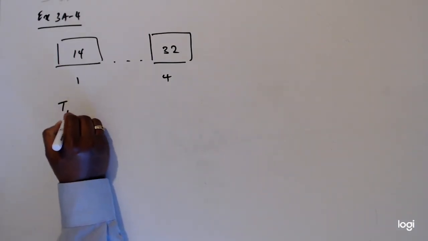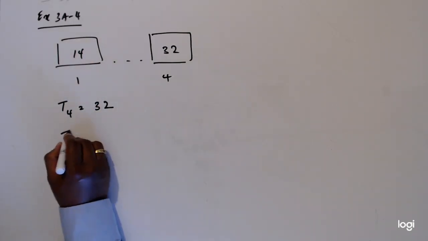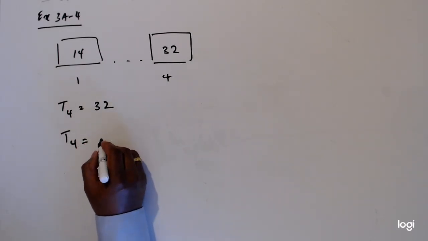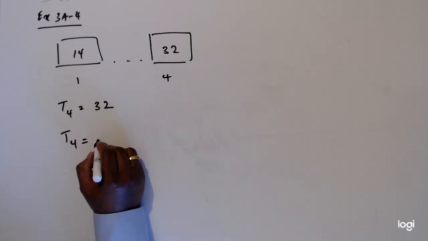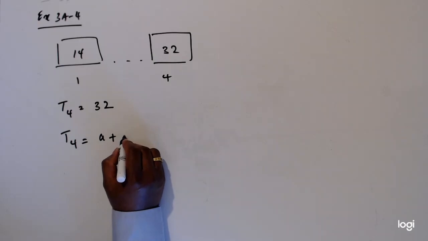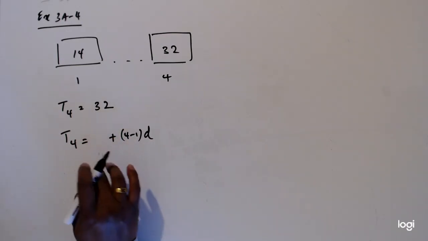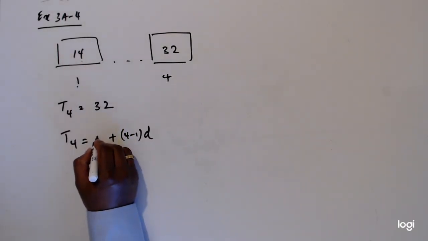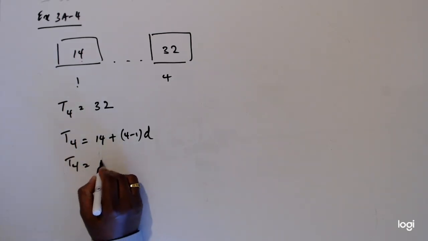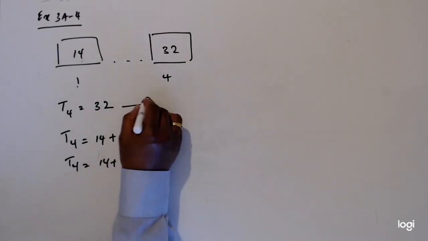Now the fourth term is given, 32. Also, we can write the fourth term differently: first term A plus 4 minus 1 times D. A is the first term, and the first term is given, 14. So T4 is 14 plus 3D. This is the first equation.